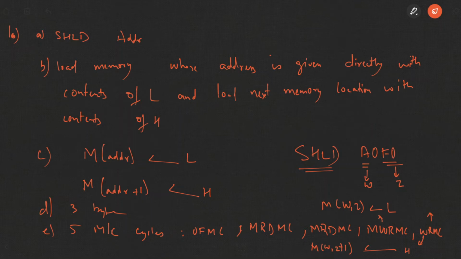So accordingly, here you can decide the number of T states, the number of the execution time. There will be no variations, no flag will be affected. What will be the addressing mode? Okay, the addressing modes, source and destination. In this case, the source is H and L, so it's implied. And the destination is the memory location whose address is directly given, so it is direct addressing mode.